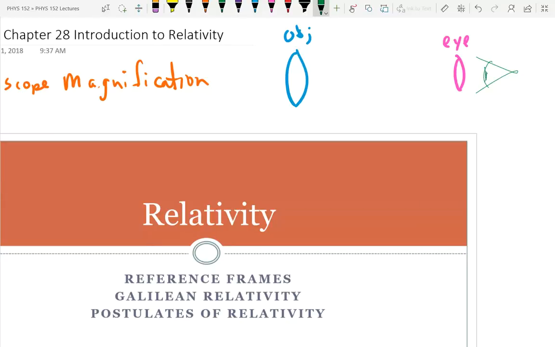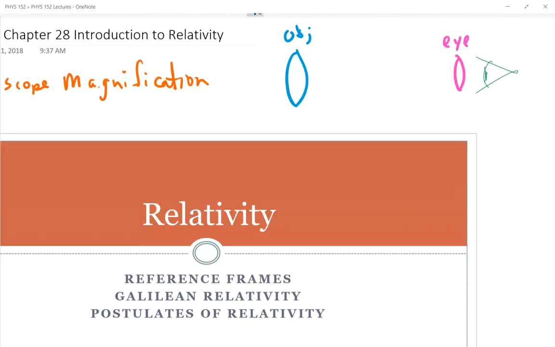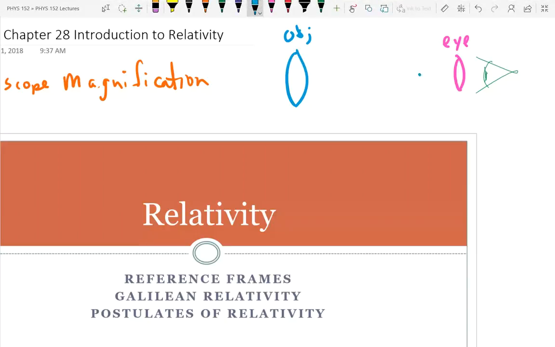You have your object. Where's the object placed? You don't have much choice, right? So where is it going to be? Well, it's going to be on the other side of the objective, but how close? With the telescope, the object is approaching infinity far away.